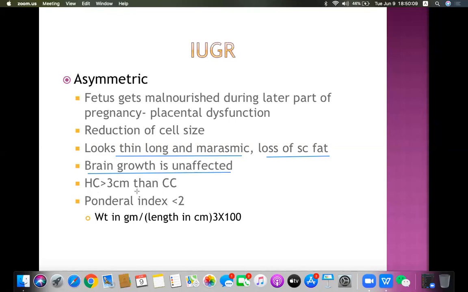Head circumference is more than 3 centimeters than chest circumference. It's less, just like a preterm baby. And ponderal index, okay, this is a very, very important point. Ponderal index is less than 2. And this is the way we calculate ponderal index, that is weight in gram divided by length in centimeter cube multiplied by 100. And if this ponderal index is less than 2, it shows asymmetrical IUGR.